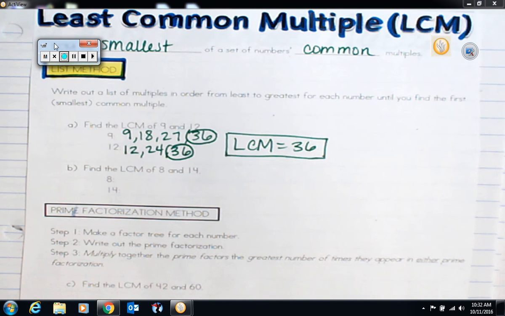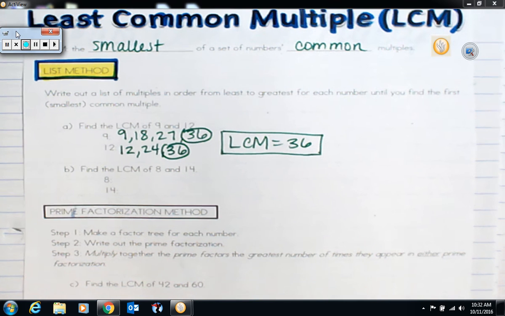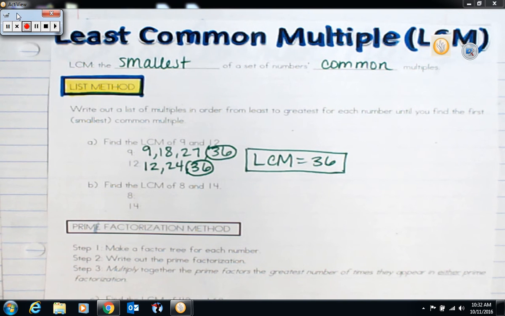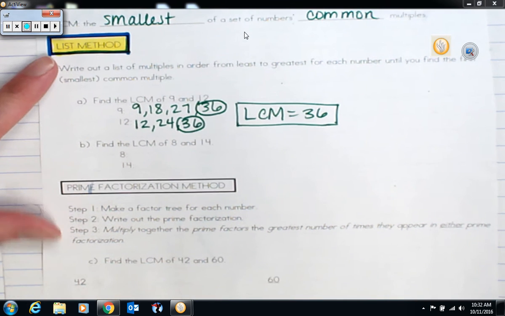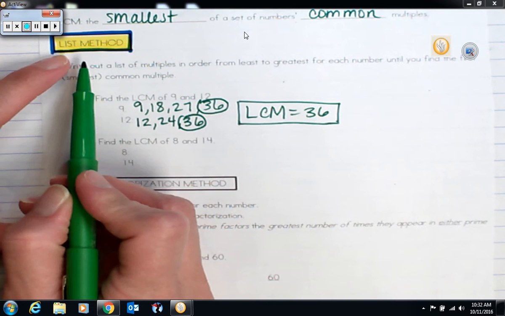Today we're talking about least common multiple. The least common multiple is the smallest of a set of numbers' common multiples. So this is going to help us a lot when we compare and order fractions and when we add and subtract fractions next week. So let's find the LCM of 8 and 14. The first method we're going to use is the list method.